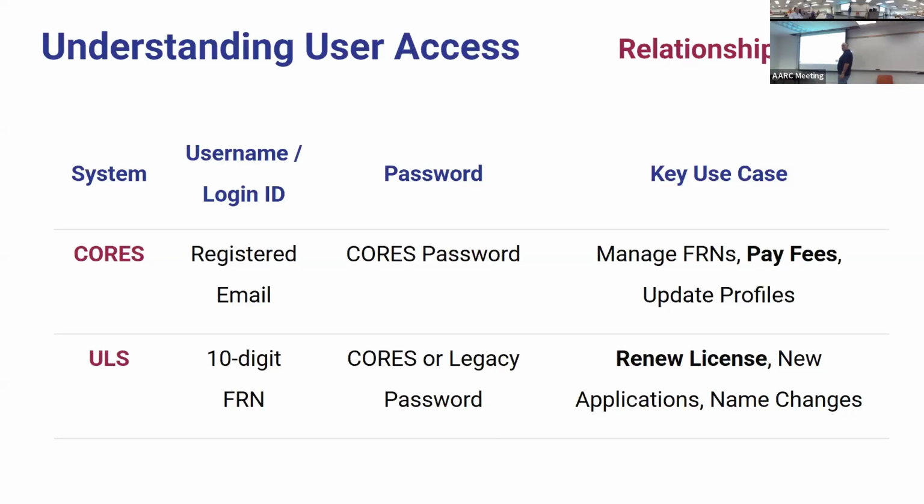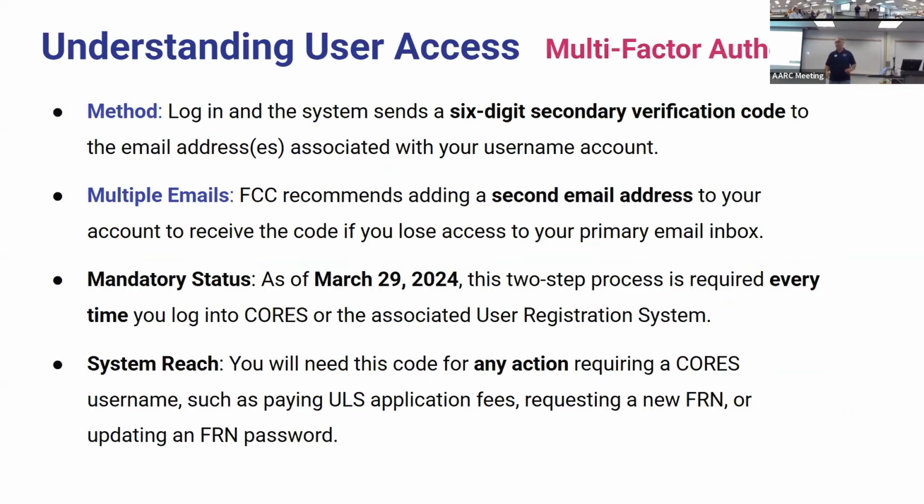Actually, there's one more step on paying fees where you go to FRN Financials, and I'll show you that up in the slides. And then for the ULS, you always log in with your 10-digit FRN. That's the only way you can get into ULS. So the multi-factor authentication, this is a really long screen. I'll show you a screenshot of this in a little bit.